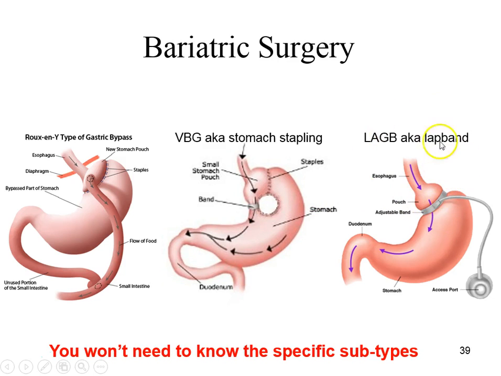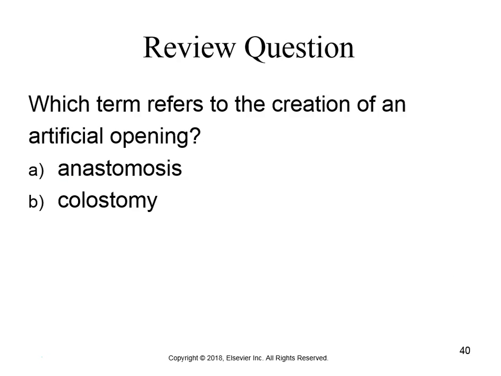Lastly, and kind of least invasively, we have this lap band where basically you just put a structure around the stomach, and you can control it. You can loosen it or tighten it and make the pouch for your stomach bigger or smaller, and it's more easily removed versus the more permanent surgeries like the gastric bypass. So which term has to do with creating an artificial opening? Hopefully you're saying B, colostomy.